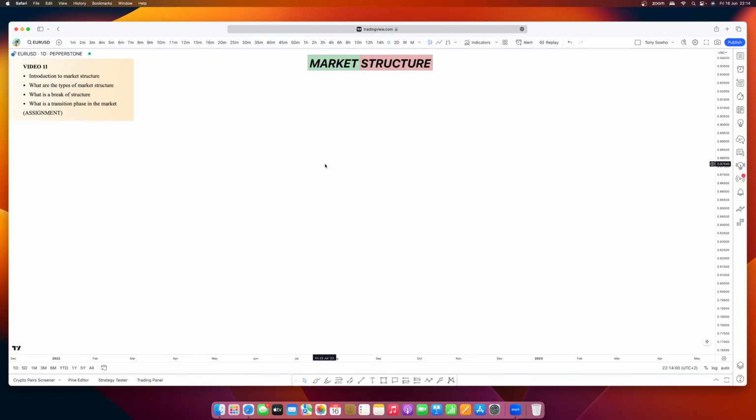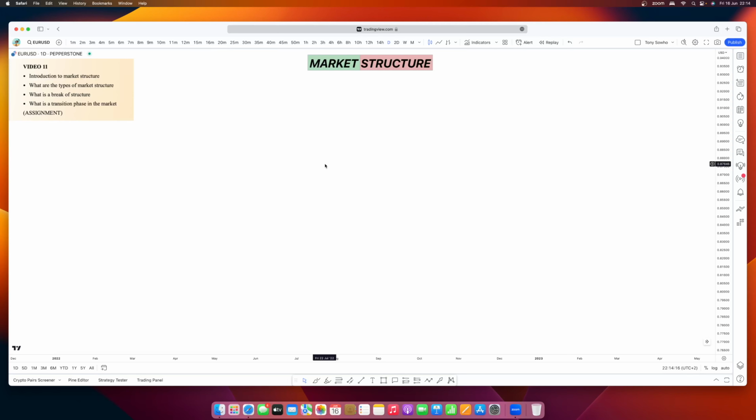Now you know what market structure is. The second thing we are going to be talking about is what are the types of market structure. So now, what are the types of market structure we have in this Forex space?